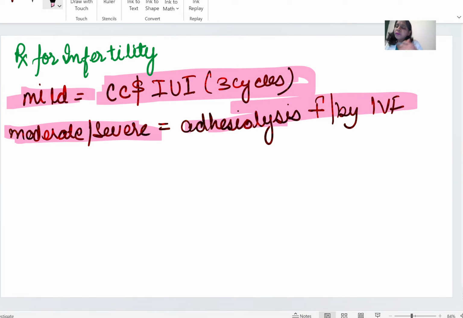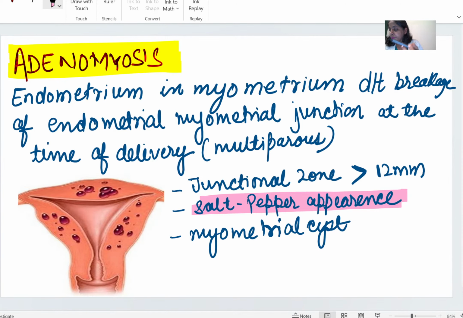Can you tell, we are doing IVF, then why are we doing adhesiolysis? We are doing adhesiolysis because even in IVF, implantation has to occur. If it is not a good uterus or there is faulty implantation, then the IVF will also abort. So adhesiolysis is a must in the case of moderate or severe endometriosis.